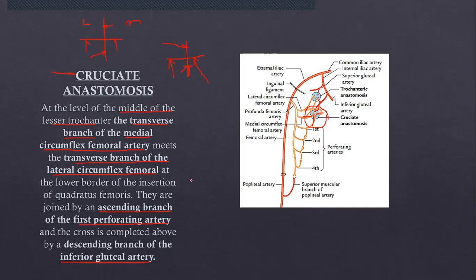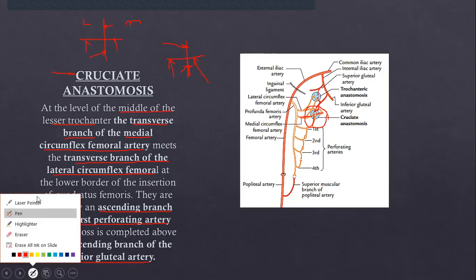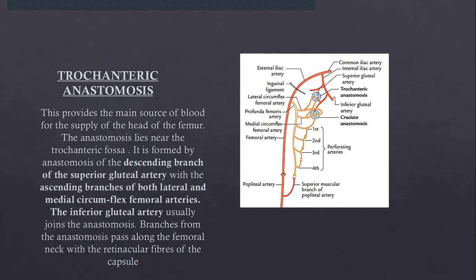So let's continue. Maybe I take back my pointer. So then we have the trochanteric anastomosis. It provides the main source of blood for the supply of the head of femur, and the anastomosis usually lies near the trochanteric fossa. Remember, in the trochanteric fossa, what was inserting there? Is it the obturator externus muscle? And it is formed by the following branches: descending branch of superior gluteal artery, and then the ascending branches of both lateral and medial circumflex femoral arteries, and the inferior gluteal artery usually joins the anastomosis.